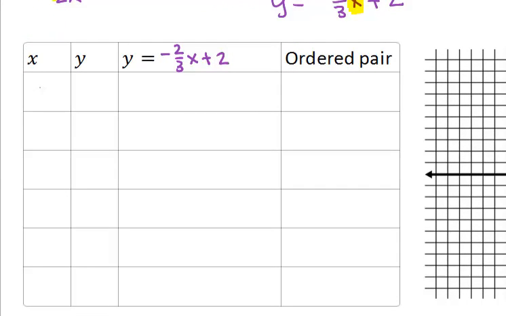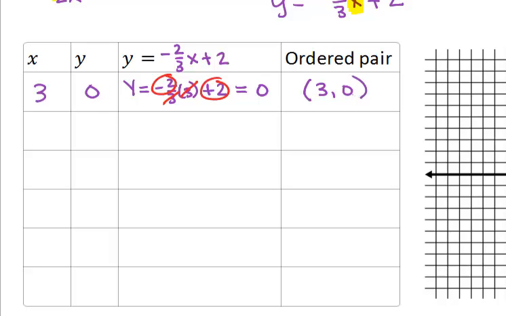So let's just pick my first x value to be 3. Then y is equal to negative 2/3 times 3 plus 2. Well, this 3 divided by 3 cancels out, leaving me with negative 2 plus 2, and that simplifies to be 0. So that gives me my y coordinate, and that gives me my ordered pair of 3, 0.